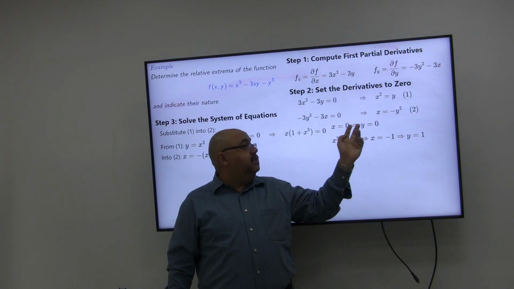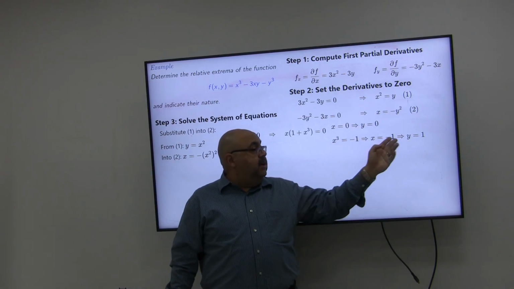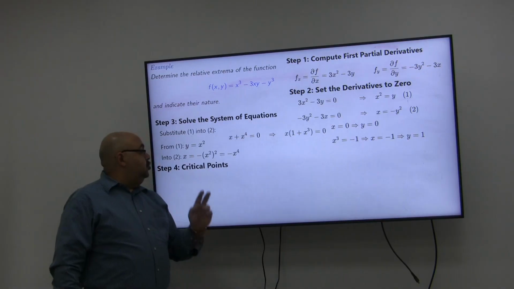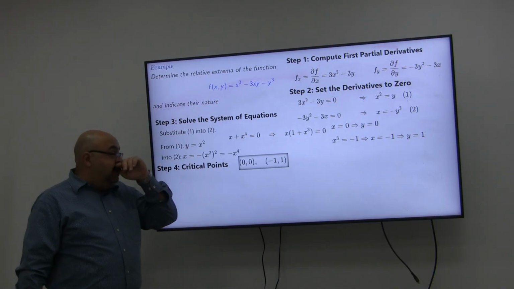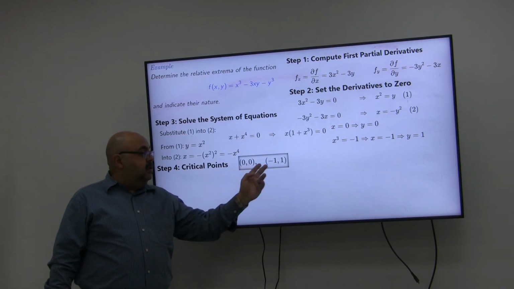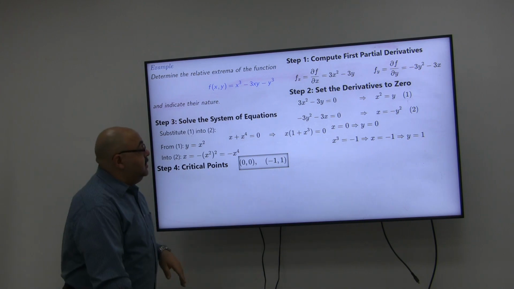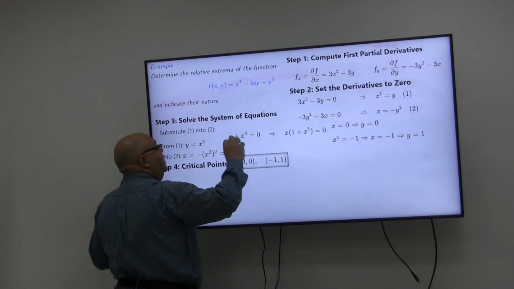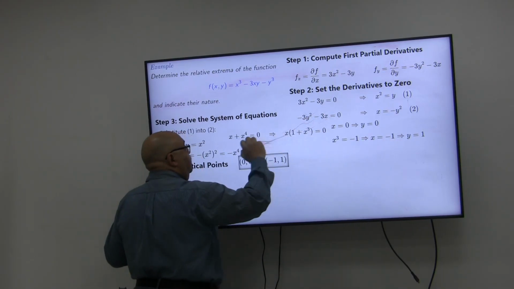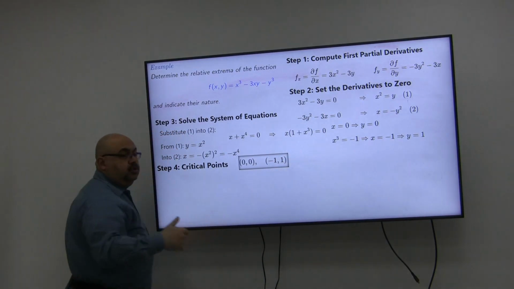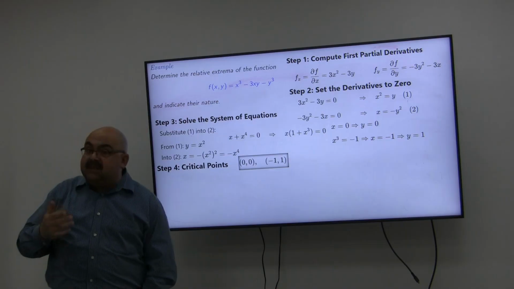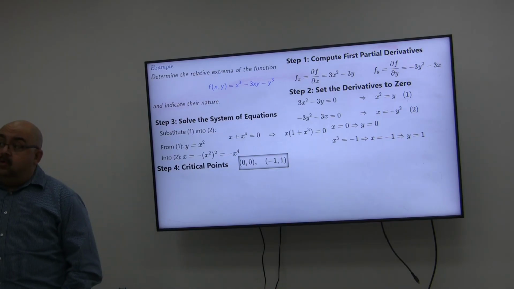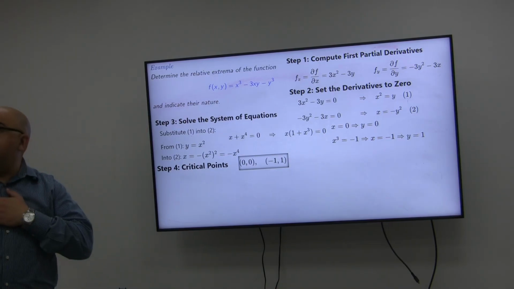So now I have the critical points. The first of them is (0, 0), and the second is going to be (-1, 1). So for the critical points, I have two of them, as you can see: (0, 0) and (-1, 1). This is the only part that will need a little bit of thinking from you, but as much as you solve problems, it will be accessible for you. You will have no problem with it whatsoever.